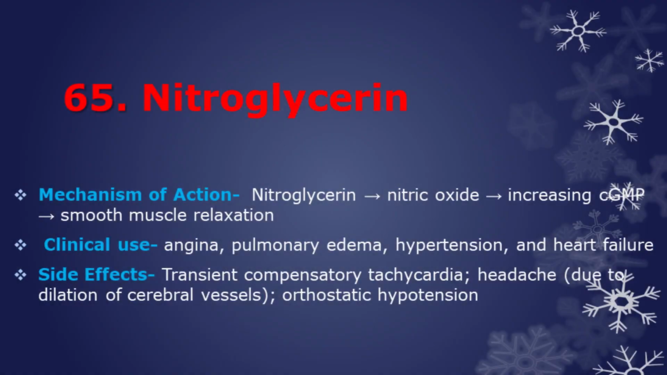Next drug is nitroglycerin. Nitroglycerin is converted to nitric oxide intracellularly. Nitric oxide acts to stimulate guanylate cyclase, thereby increasing cGMP synthesis. Elevated levels of cGMP lead to dephosphorylation and deactivation of myosin light chain, which thereby results in smooth muscle relaxation. Used in the treatment of angina, pulmonary edema, hypertension, and heart failure. Side effects: transient compensatory tachycardia, headache due to dilation of cerebral vessels, orthostatic hypotension.